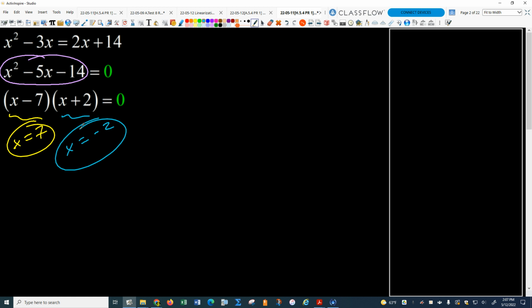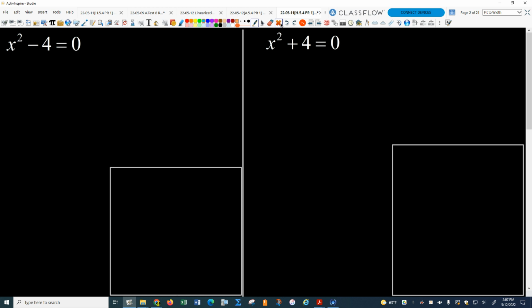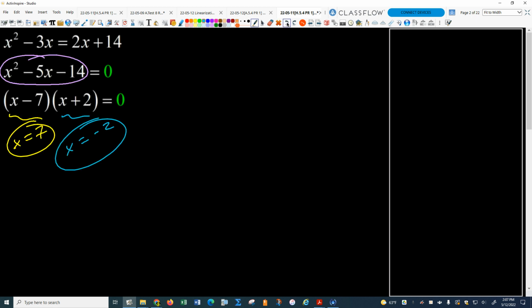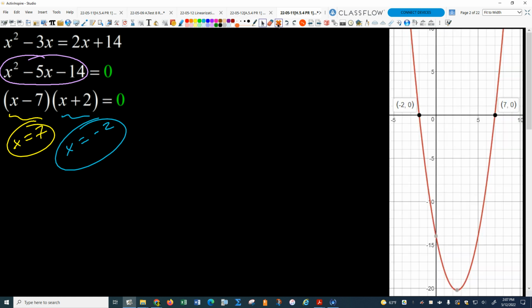So where would the x-intercepts be of this thing then? 7 and negative 2, right? Real zeros of a function always correspond to x-intercepts. So if I graph that purple function, I know it's a parabola opening up, and it's got x-intercepts at negative 2 and 7. No big deal, okay? All right, let's try another one.